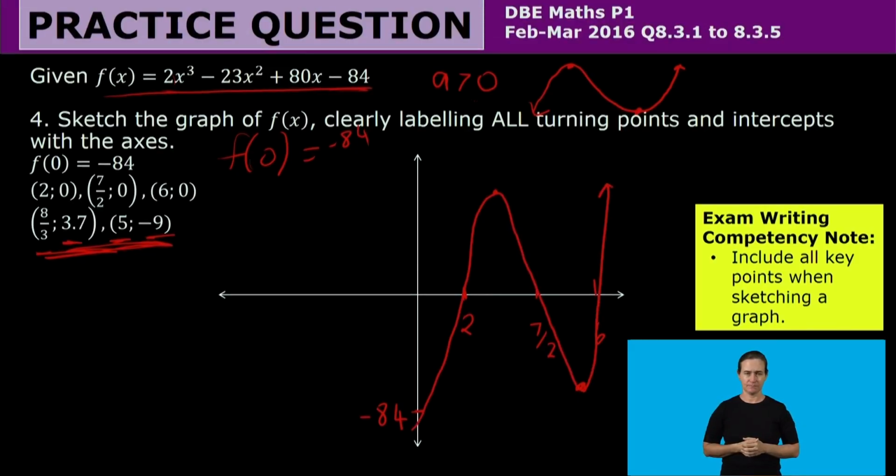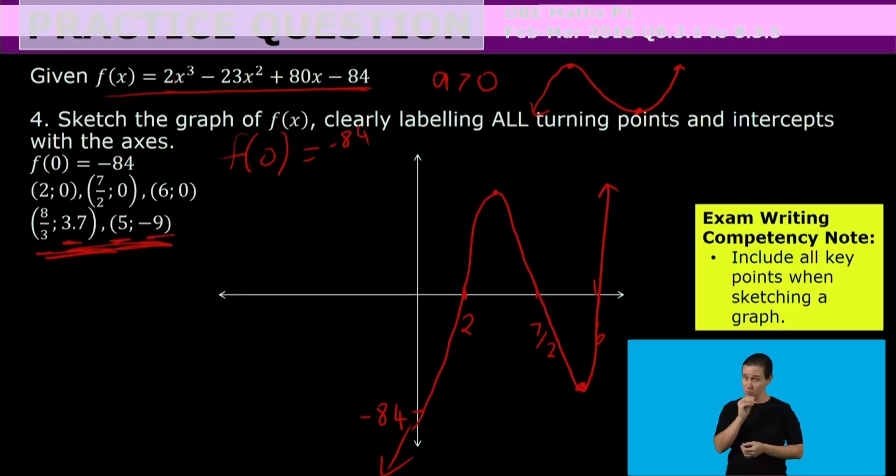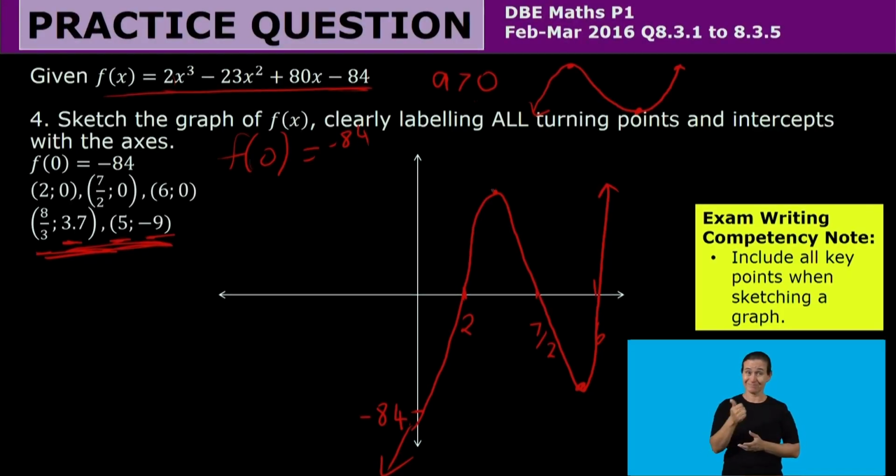All right, there we go. All right, and remember the other key points we need to put on here that are not here at the moment is the values of our turning point. So we've got 8 over 3 and 3.7, and this one down here is 5 and negative 9.